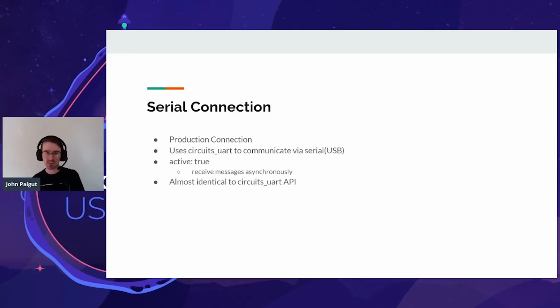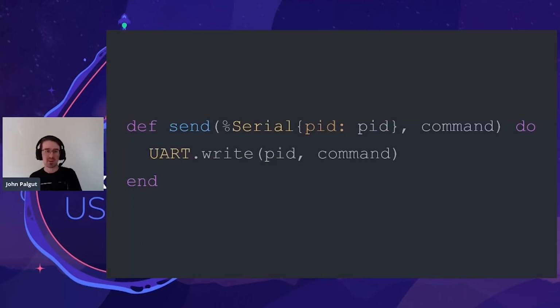And so a lot of the serial connection implementations of the protocol are really, really boring because they're just calls to the underlying library. You can see here, this is the send implementation for the serial connection. It's almost an exact direct pass-through to the UART library. We're just writing a message to the serial connection. And again, there are other functions like open and close for this protocol, and they're all very straightforward, pretty much pass-through calls to the UART library.